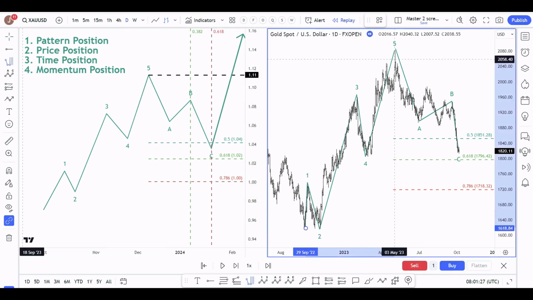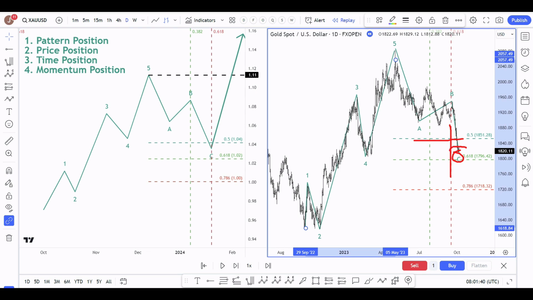So now we're stacking up the edge in our favor. So now we're in a position of pattern, price, and we've gone just beyond the typical maximum of time. So we're due for this correction to be complete, and we should start anticipating new highs to be made.